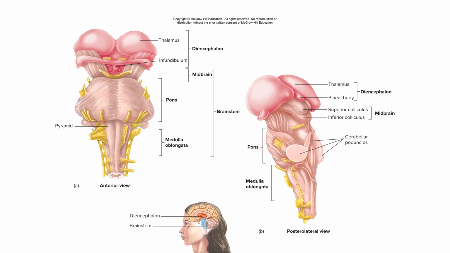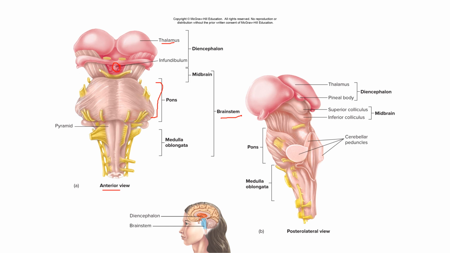So this is the anterior and posterolateral view of your diencephalon. If you see here on the anterior view, you have your diencephalon here at the top. It includes the infundibulum here at the middle. You have your pons, this one, and then the medulla oblongata below. And then again, the brainstem includes your midbrain, pons, and medulla oblongata.